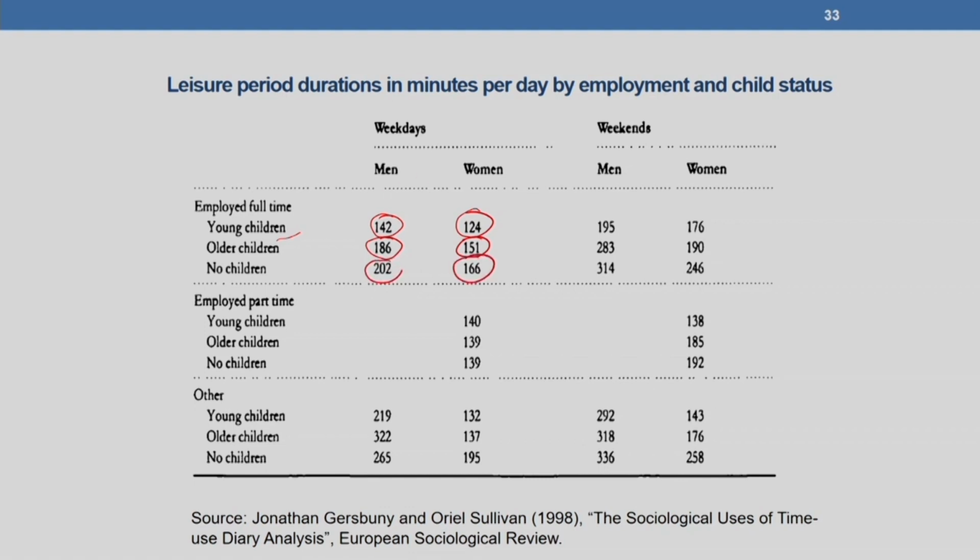So, clearly what is being shown here is that the more the number of children or younger children, the more the leisure periods decline. In the case of no children, the leisure period is 202 minutes, but it declines to 142 minutes in the case of men when there are younger children.